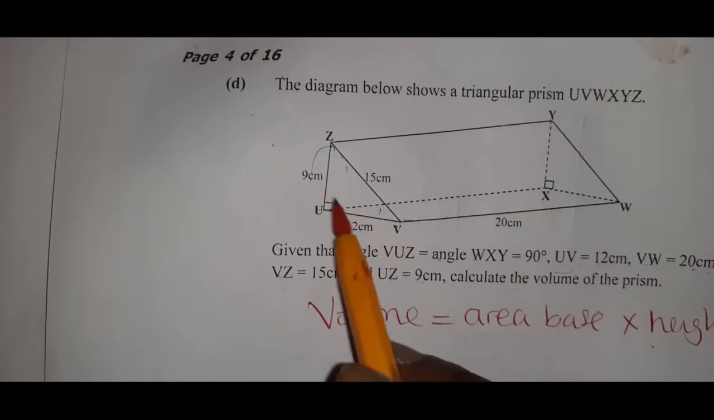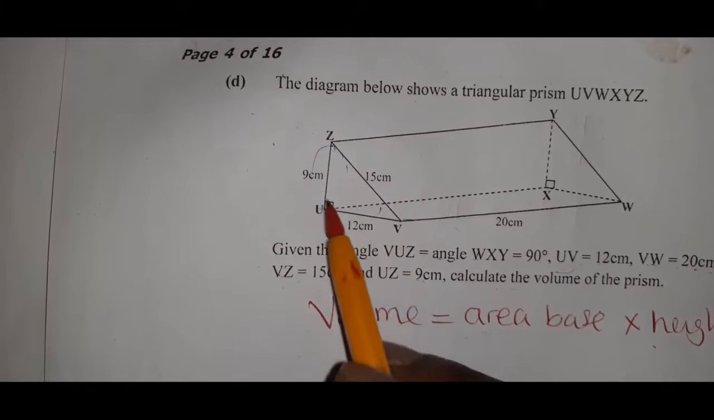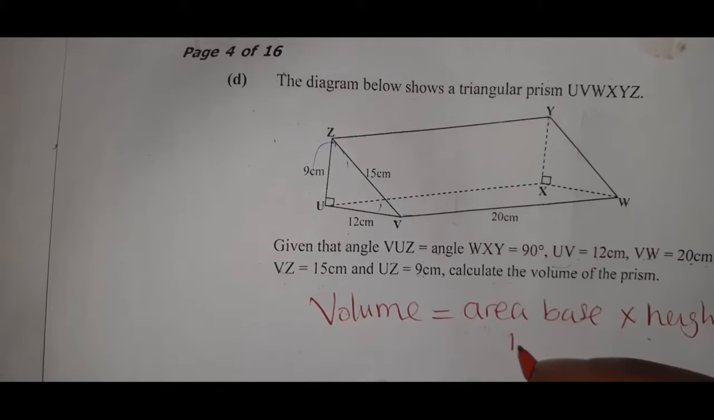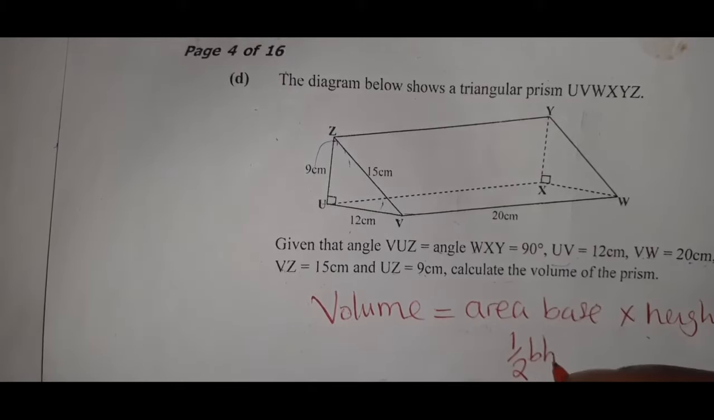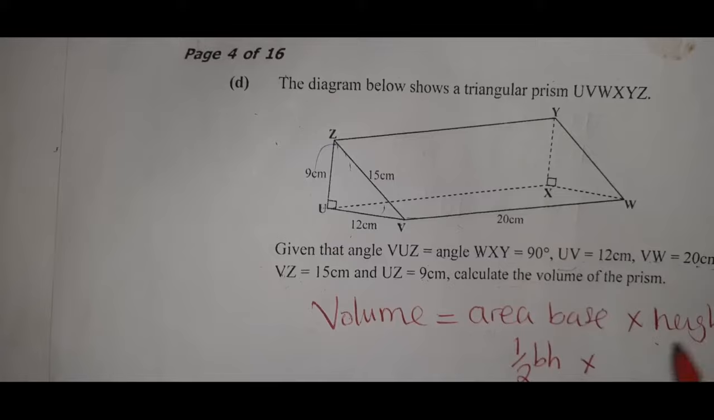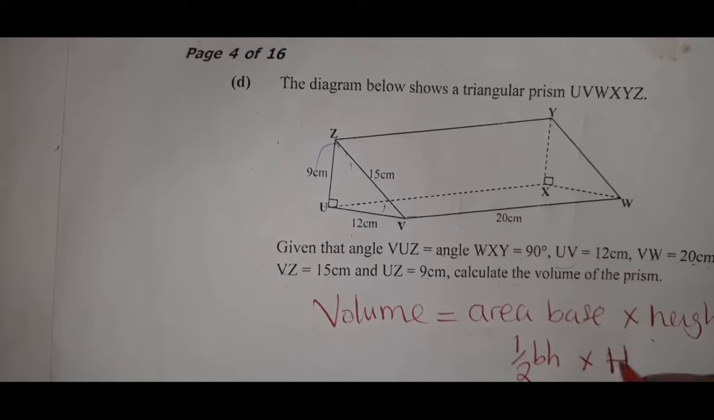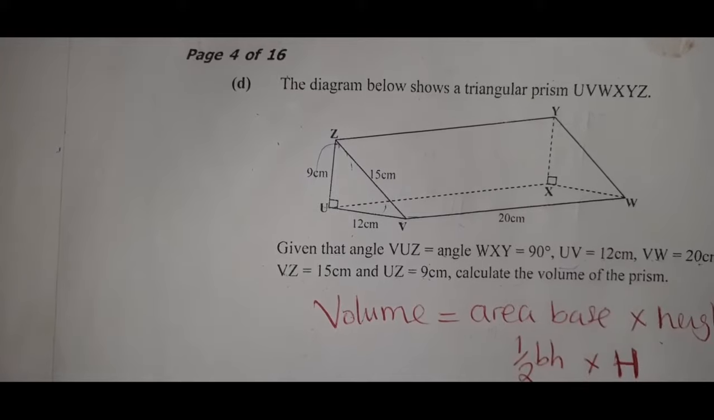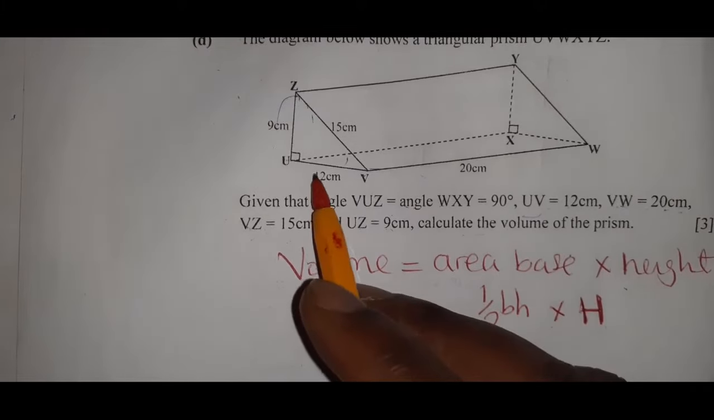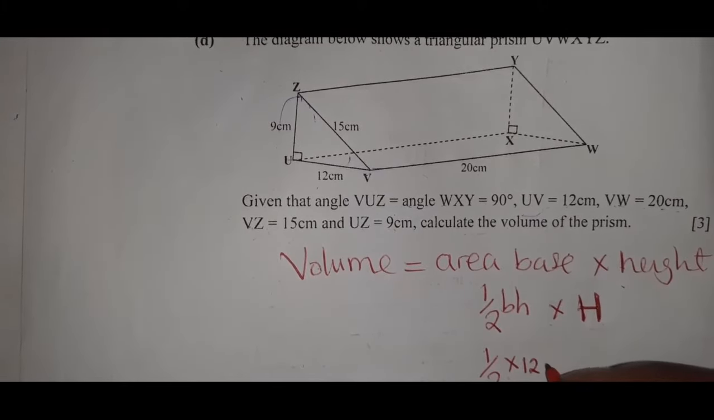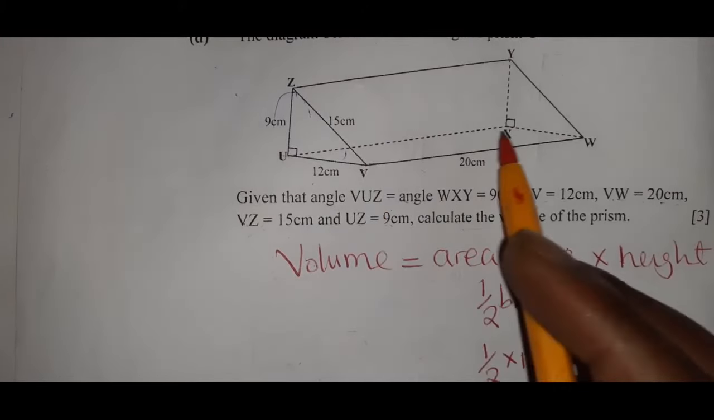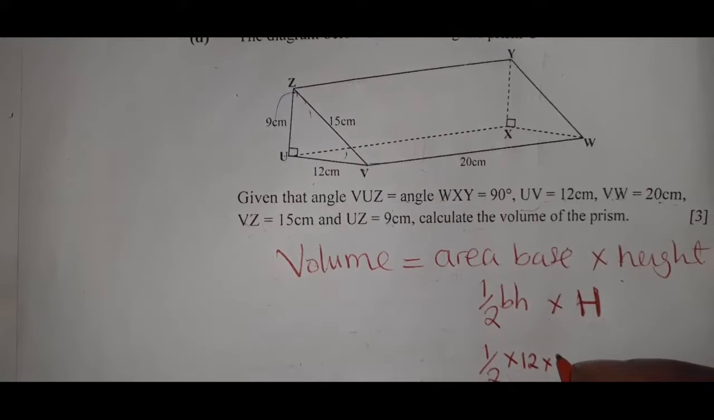So the area base here, the base in this case is like this triangle here, okay, this triangle, and the formula for the triangle is 1 over 2 BH multiplied by this height in this case now is going to be this one. Let me just say capital H here. Okay, so we say 1 over 2 multiplied by the base. The base here is 12, and the height of the triangle here is 9. That is the base of this triangular prism. Take note of that. The base of this triangular prism.